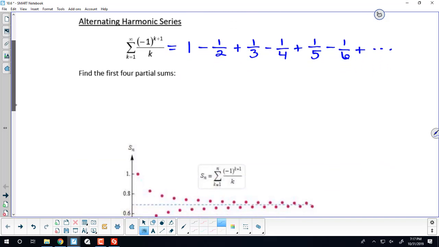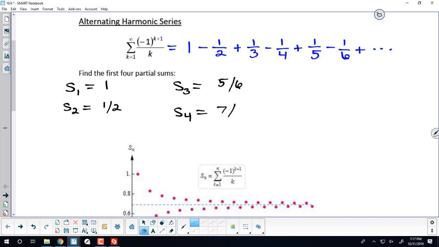I'm not really going to do a whole lot with this at the moment. The first 4 partial sums, I'll just write out. First partial sum is 1. Second partial sum is 1/2. The third is 5 over 6. And the fourth is 7 over 12.